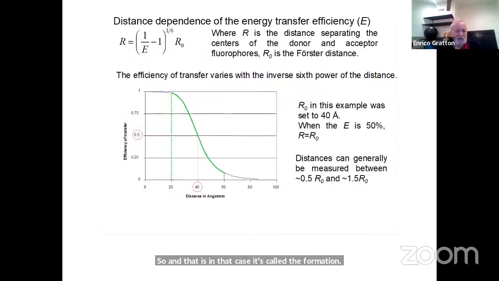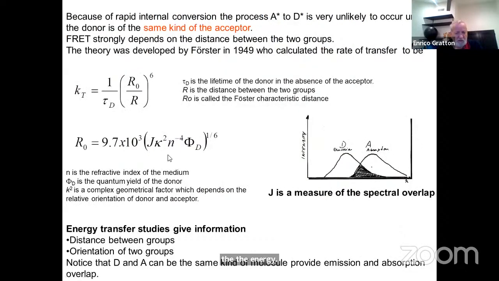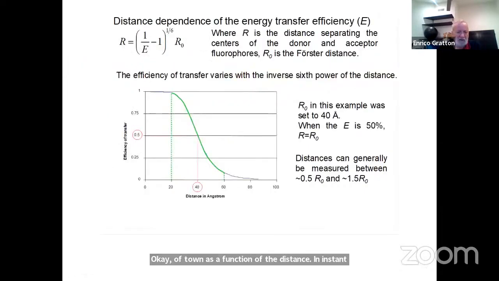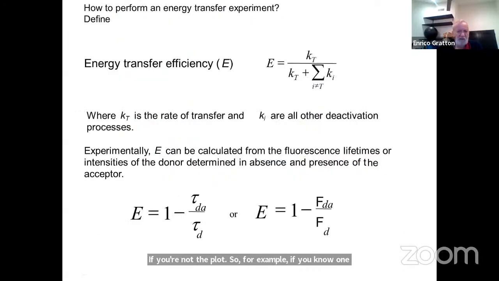So if we plot the efficiency of energy transfer as a function of the distance in angstrom, we get the plot shown in the figure here, and this is the plot that says that the efficiency of energy transfer can be determined if you know the plot. So, for example, if you know one point in the plot, you can solve for the energy transfer.